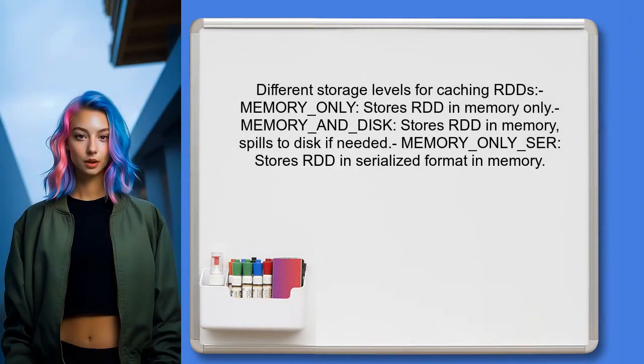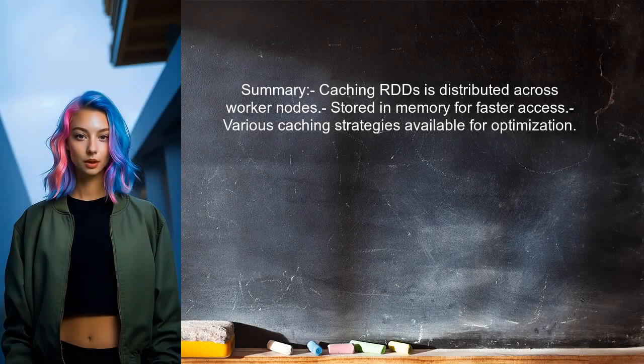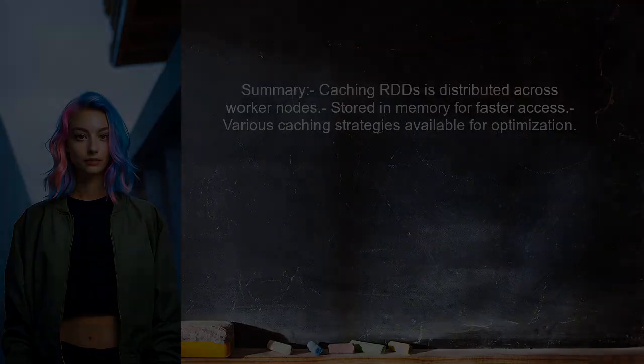Additionally, the user can choose different storage levels for caching. For example, they can store the RDD in memory only, or they can choose to replicate it across nodes for fault tolerance. To check where the cached RDDs are stored, the user can use the Spark UI. This interface provides insights into the storage status of RDDs and their distribution across the cluster. In summary, when the user caches an RDD in Spark, it is stored in a distributed way across the worker node's memory, and they have options for different caching strategies to optimize performance.